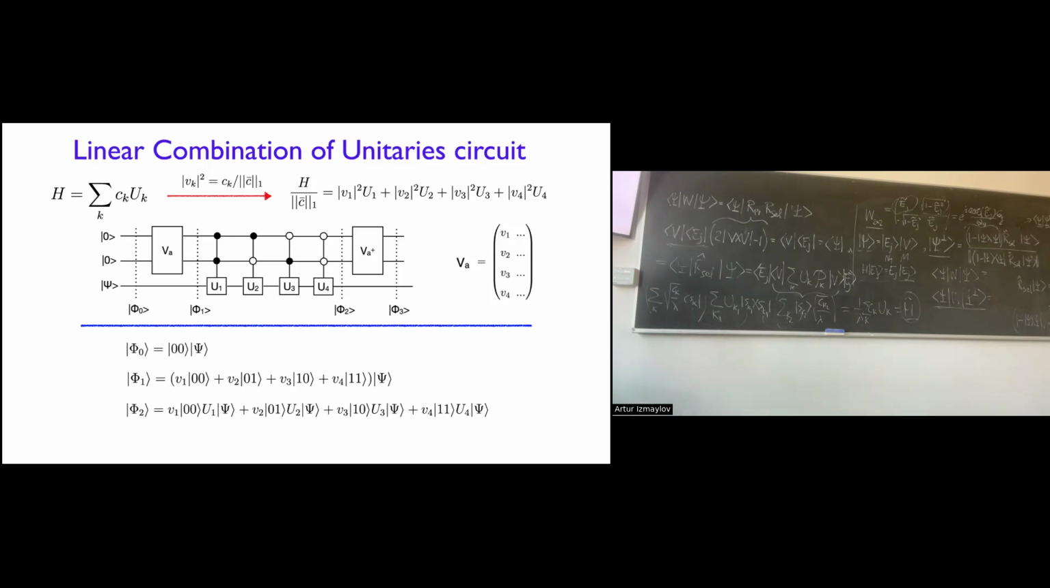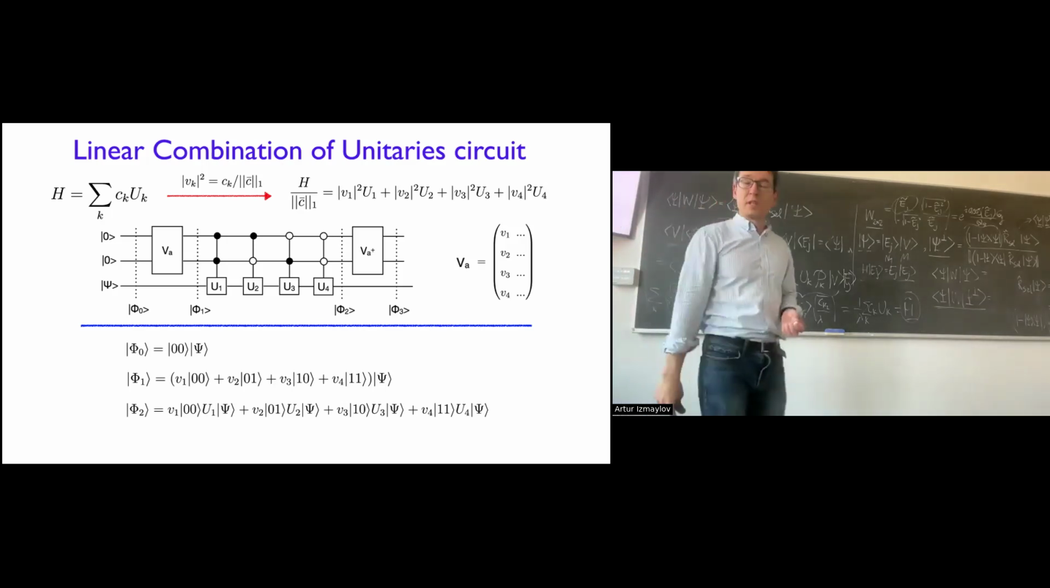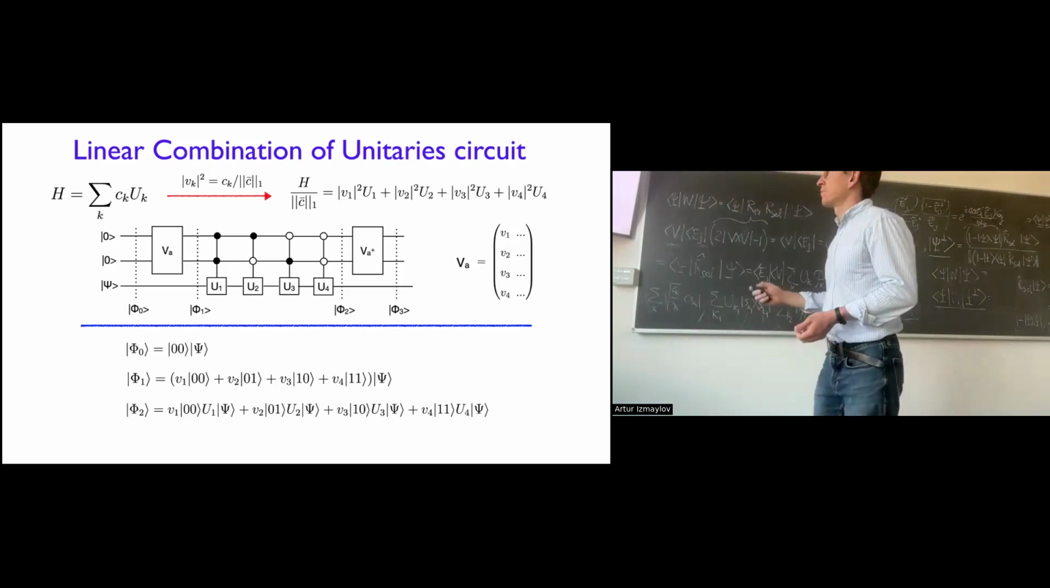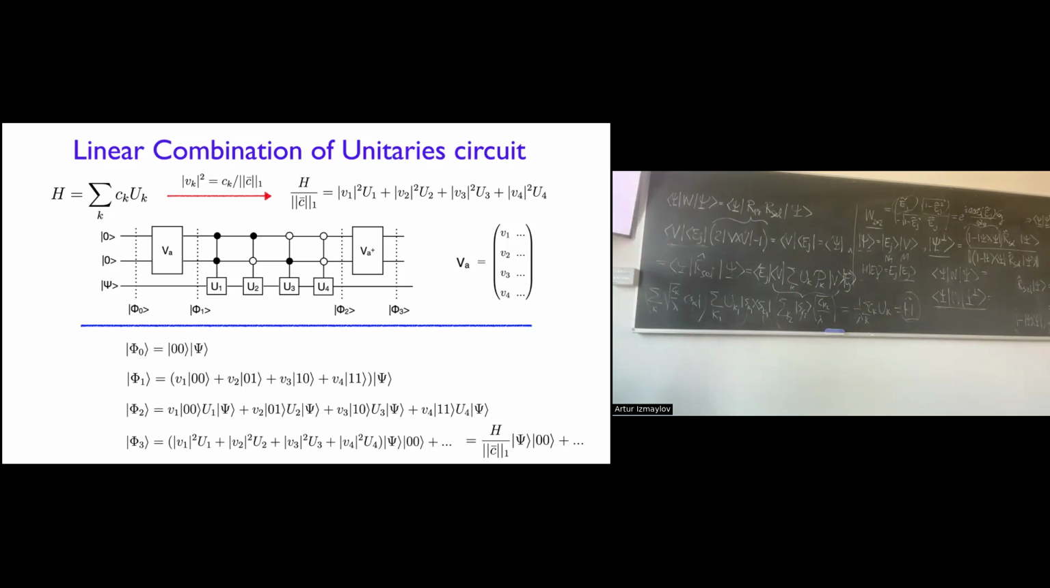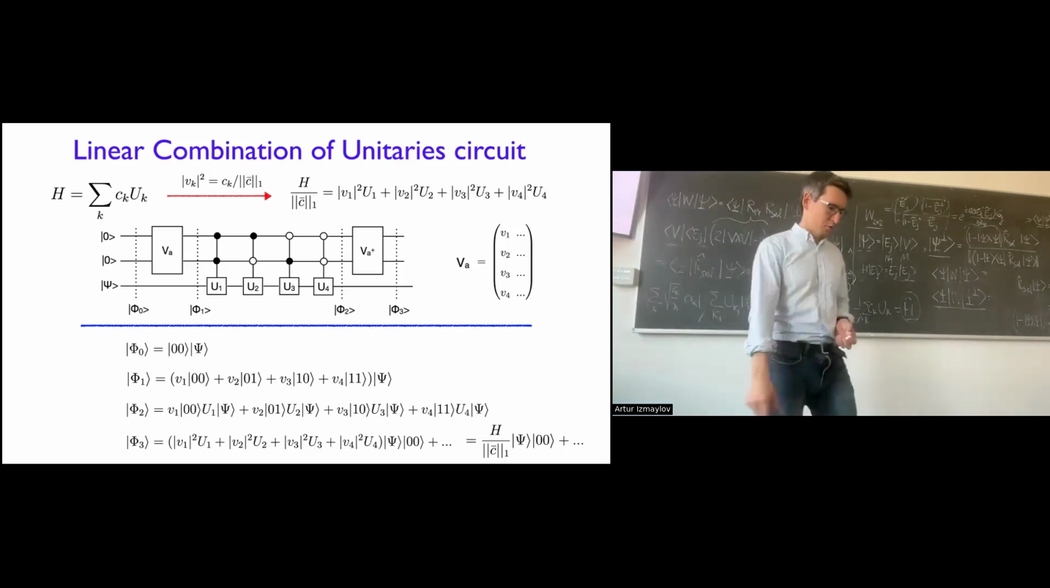circles for ones. So then you could see that U1 is applied to this ancilla, U2 is applied for 0, 1, and so on. So every ancilla combination has its own unitary, and you apply another V so that you complete the construction of H. So you can see that the state that you have at the end is the normalized H acting on psi within the ancilla, which is 0, 0.